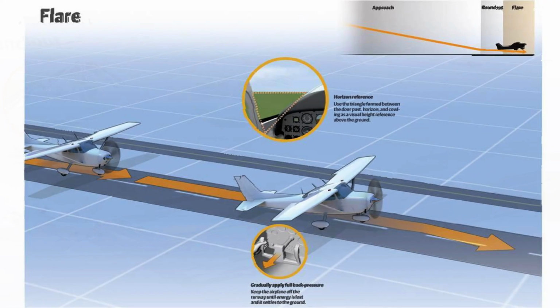Keep the upwind wing down throughout the roundout. If the wings are leveled, the airplane begins drifting and the touchdown occurs while drifting. Remember, the primary objective is to land the airplane without subjecting it to any side loads that result from touching down while drifting.